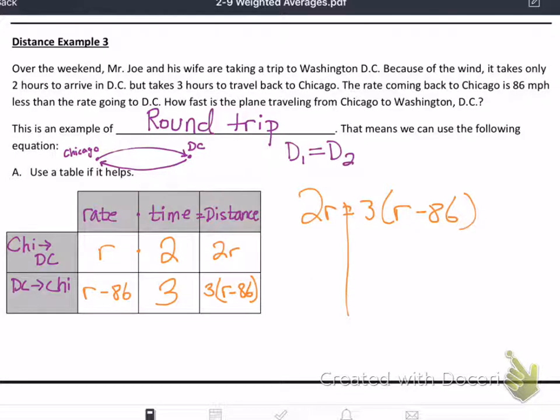Okay, again, solving the problem is going to be very easy, but I just need you to look at this setup and see if it makes sense to you. If it doesn't make sense, read through the problem again, look at the drawing, look at the table, look at this D1 is equal to D2, and try to think about round trip. Otherwise, go ahead and solve it.